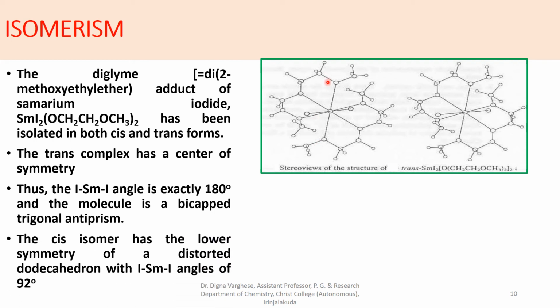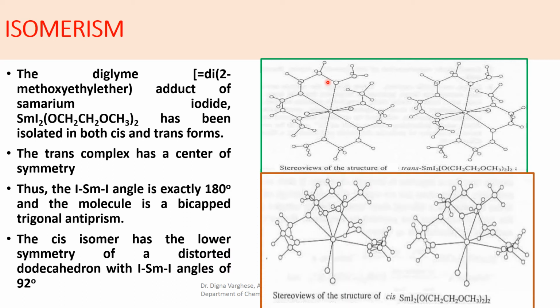The cis isomer has the lower symmetry of a distorted dodecahedron with the I-Sm-I angles of 92 degrees. Here you can see somewhat perpendicular, okay, that is 92 degrees. So it is a distorted dodecahedron geometry. Here the trans isomer is found to be a bicapped trigonal antiprism with an I-Sm-I angle of about 180 degrees.